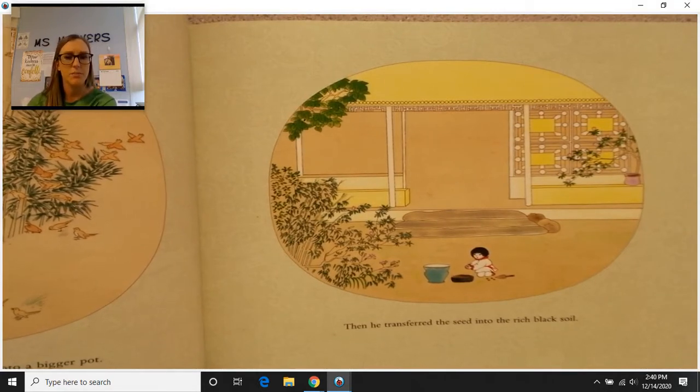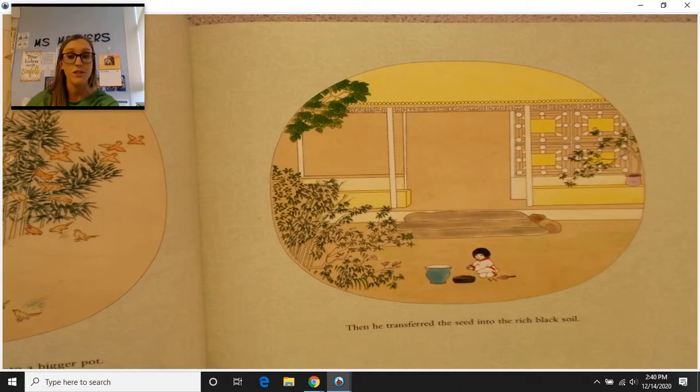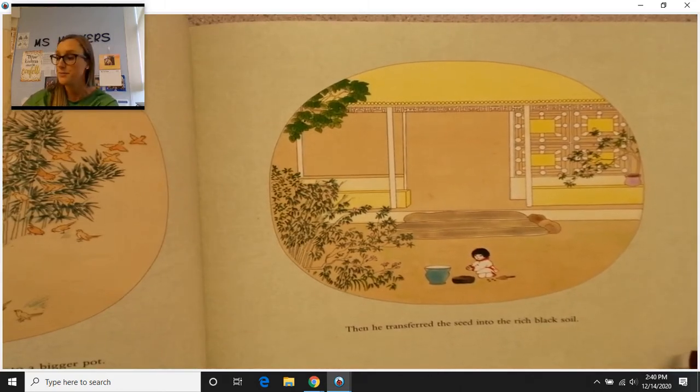Let's take a second to pause here. What do you think is going to happen? Do you think his flower seed is going to actually bloom now that he moved it to a bigger pot with rich black soil?